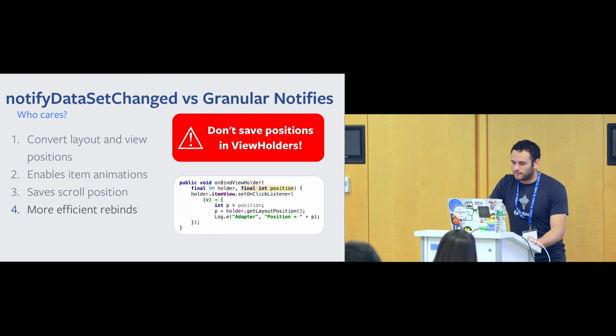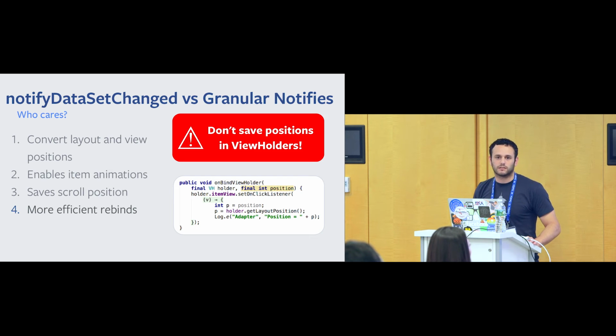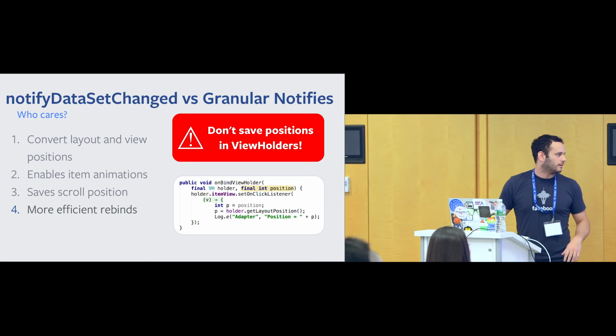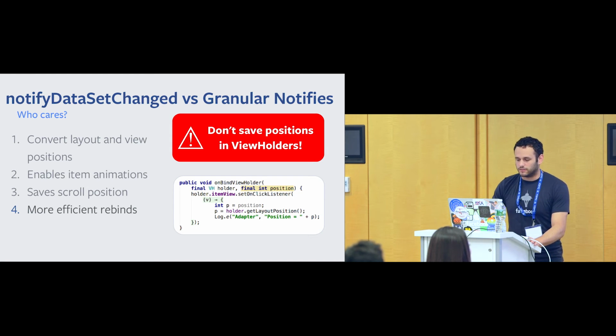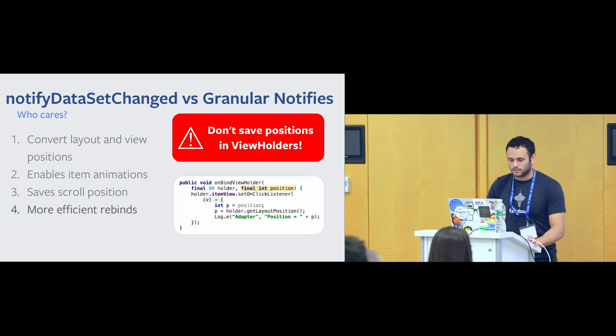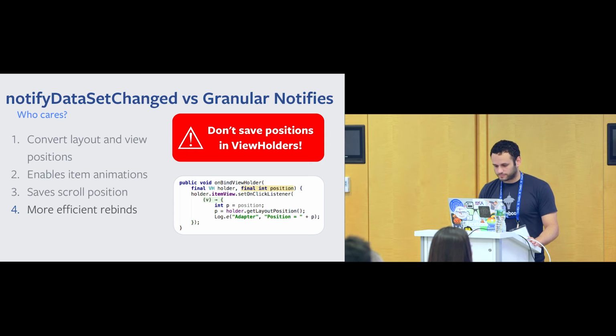But there is an interesting caveat, which is that now a bound view might be reused in multiple positions in the RecyclerView. So it's important not to save the position that's given to you during unbind inside of the view holder. As you can see in the code sample, IntelliJ or Android Studio will give you a lint warning. But really, you should be using either holder.getLayoutPosition or holder.getAdapterPosition to get the most updated position.